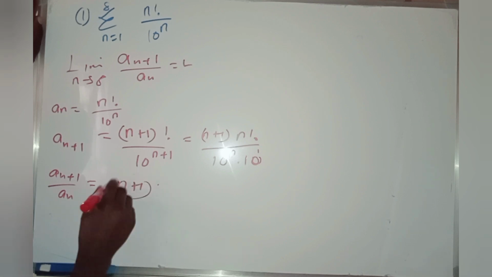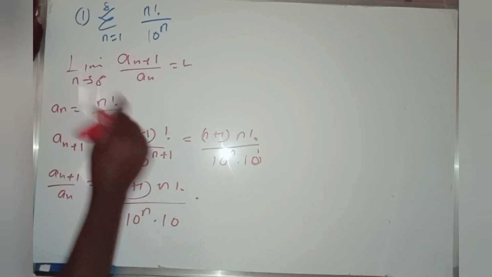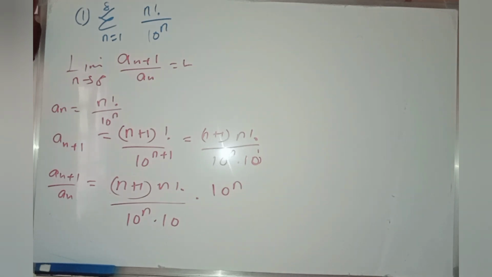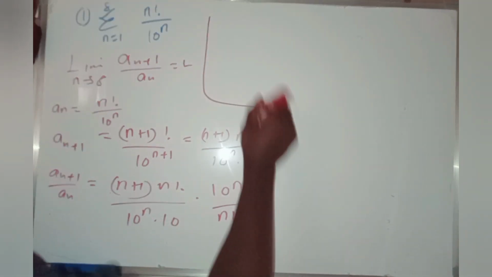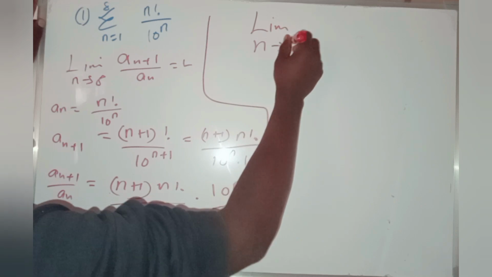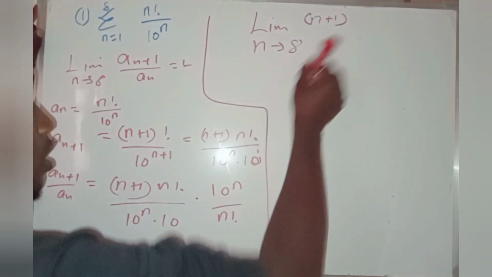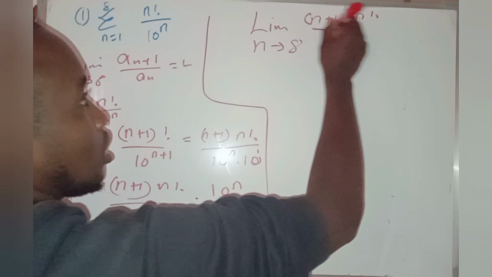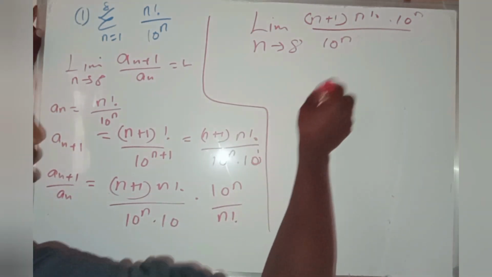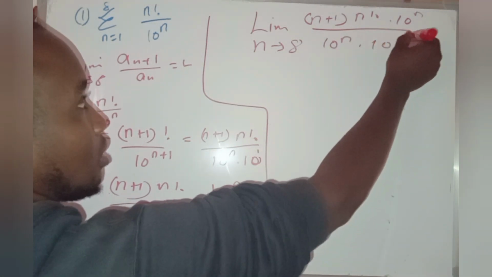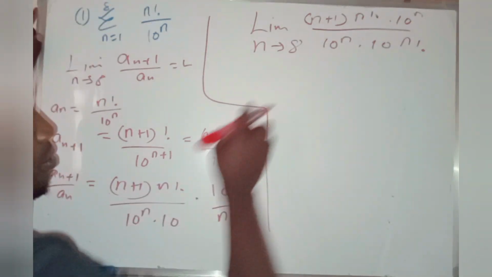n plus 1 times n factorial over 10 to the power n times 10, multiplied by the reciprocal, 10 to the power n over n factorial. So the limit as n approaches infinity is n plus 1 times n factorial times 10 to the power n, all over 10 to the power n times 10 times n factorial. So n factorial and n factorial cancel. Again, 10 to the power n cancels.